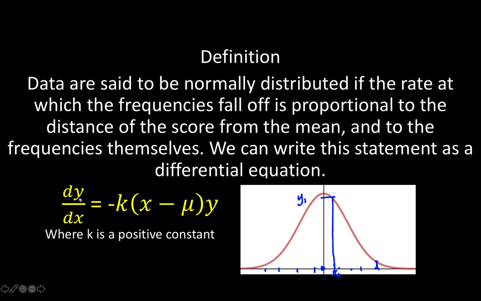The rate of change is represented as dy over dx, where y is the equation of our curve, and it is equal to the product of the distance of the score from the mean times the height, which is represented by our function y, times a certain constant. And our curve is concave downward, as represented by this negative sign. So in here, our k is a positive constant, so negative k therefore is a negative number.